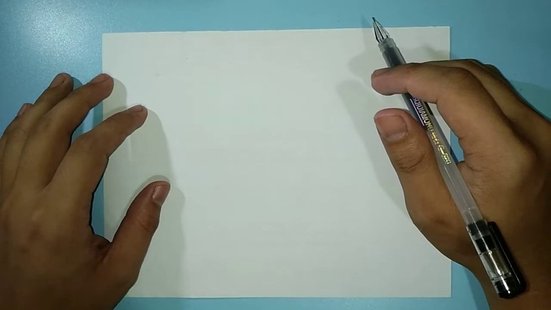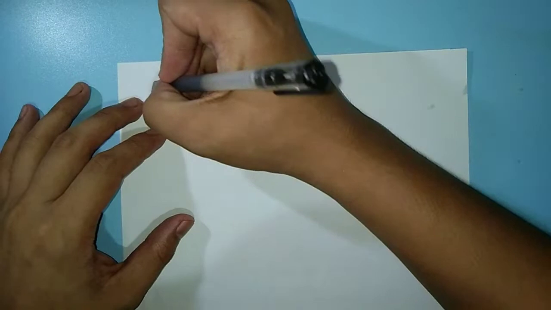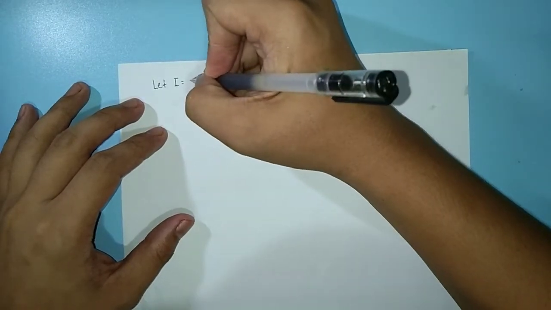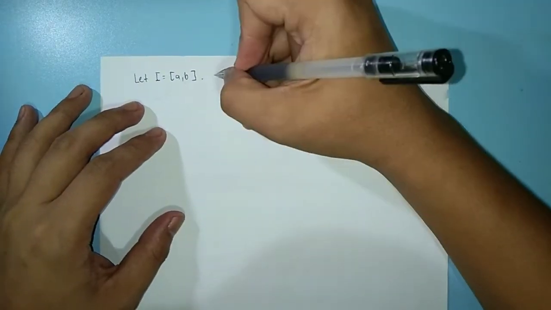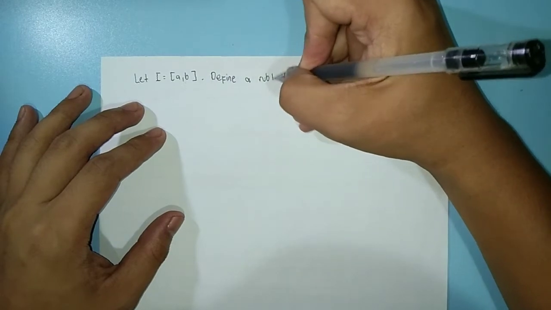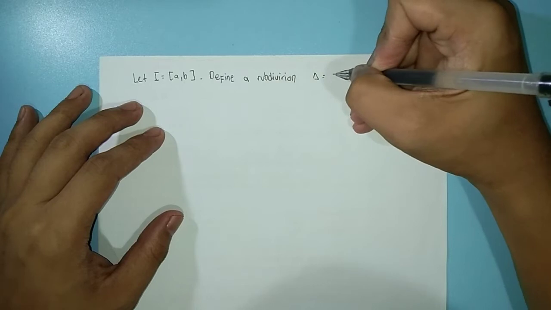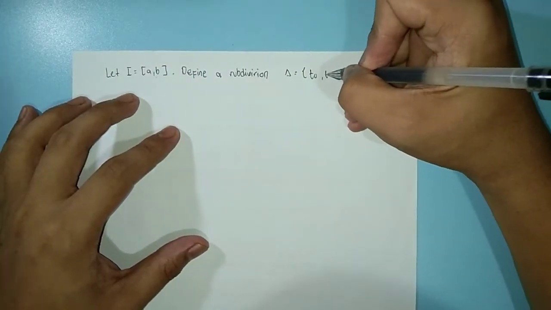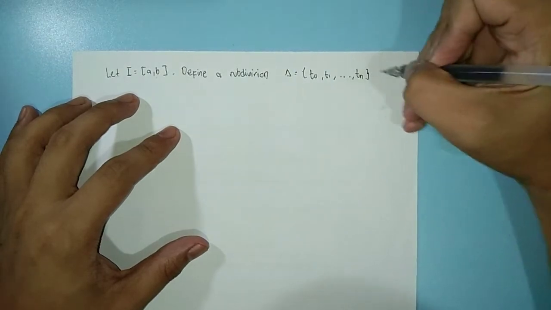In this video, we're going to discuss the Darboux integral. So let I be the closed and bounded interval [a, b]. Define a subdivision delta to be equal to the set containing t sub 0, t sub 1, up to t sub n.